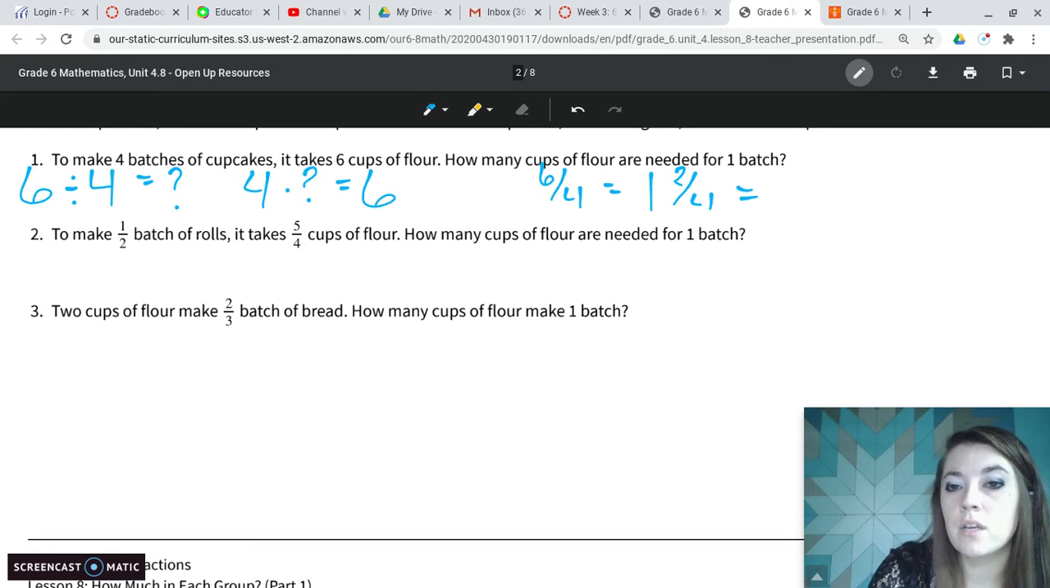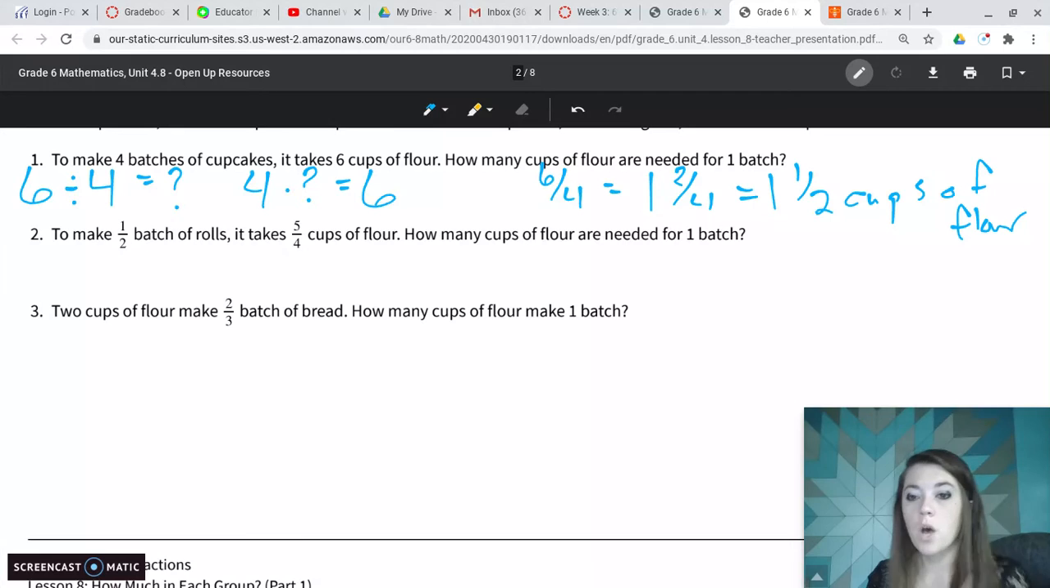And this reduces, we can reduce 2/4, and yes, you should reduce. So we end up with 1 1/2 cups of flour. So one batch takes 1 1/2 cups of flour. Now, if we do 1 1/2 plus 1 1/2 plus 1 1/2 plus 1 1/2, guess what? We're going to get to 6 cups of flour for the 4 batches.